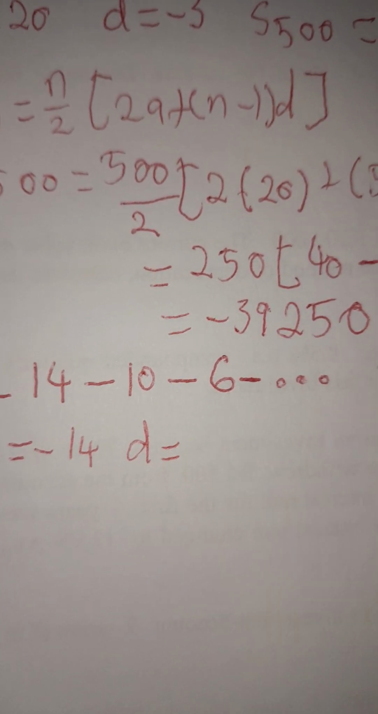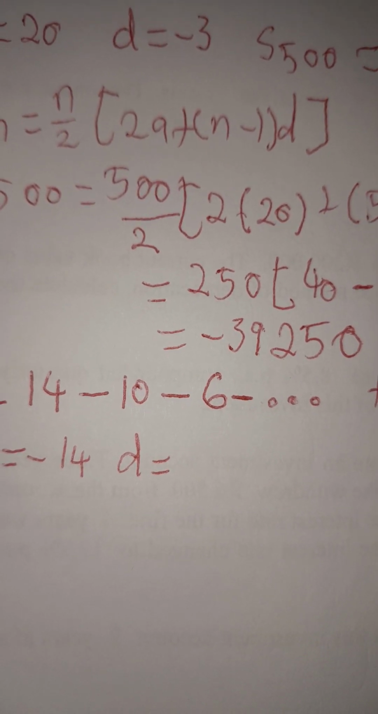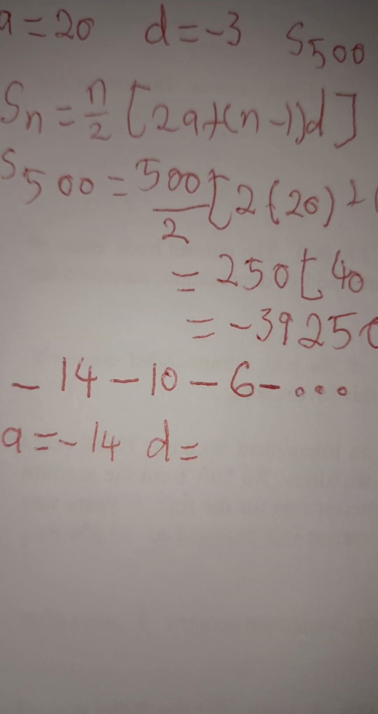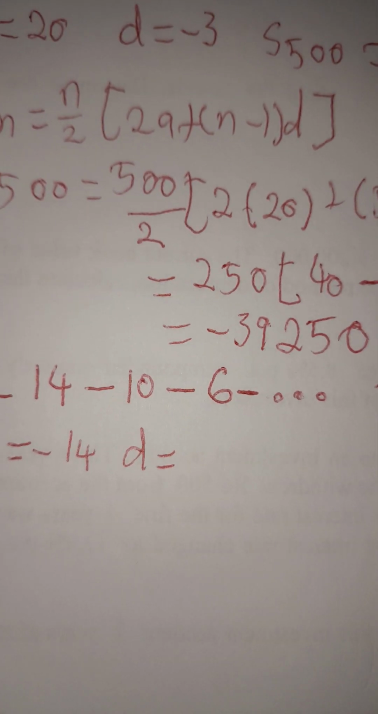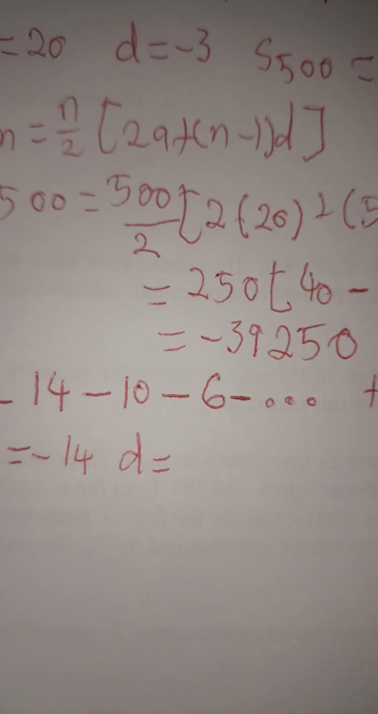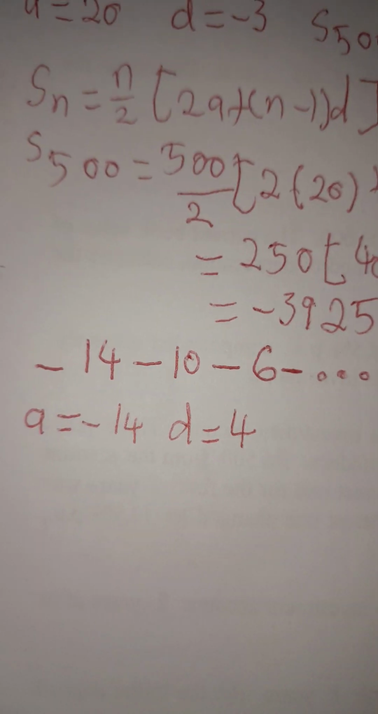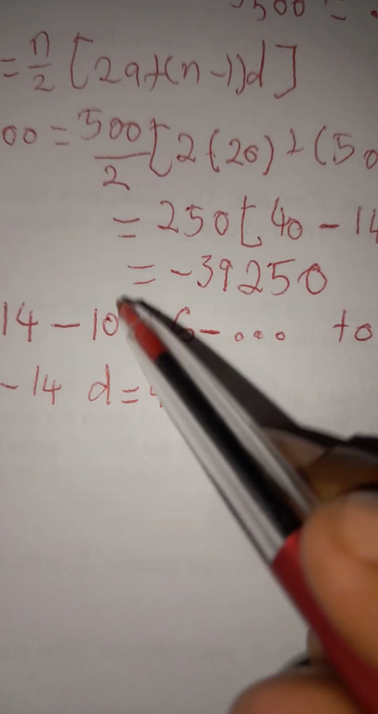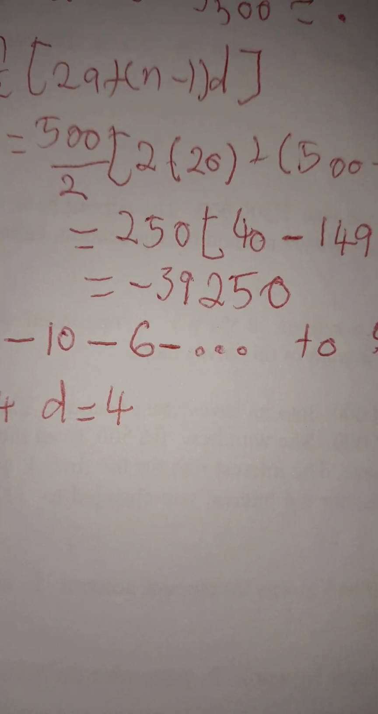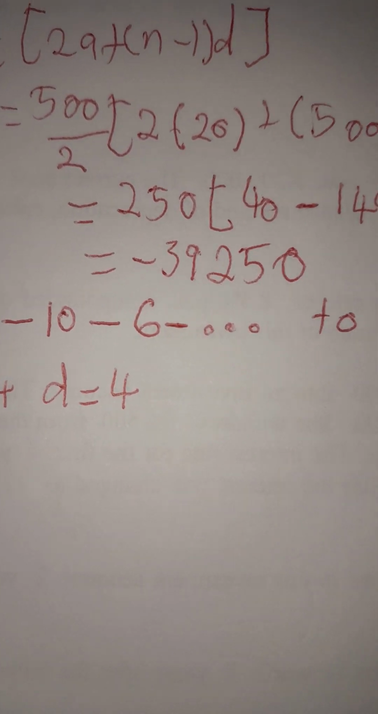Then let's look at the difference. When you say negative 10 subtracted by negative 14, what are you getting there? You're getting 4. So in this case, the difference is 4. Or you could say negative 6 minus negative 10. You're still going to get positive 4.